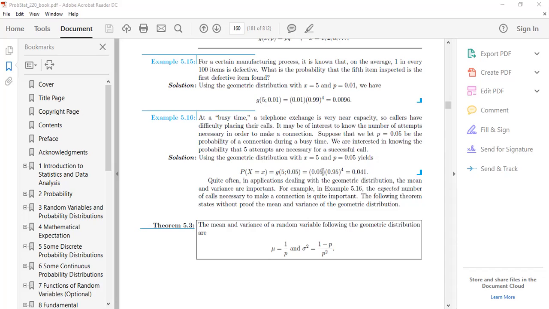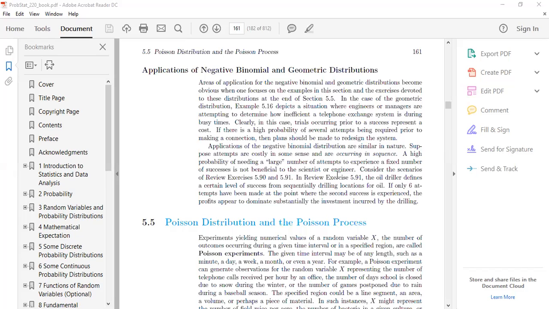So p is 0.05 to the power 1, and q equals 1 minus p, which is 0.95, to the power x minus k, that is 5 minus 1, which is equal to 4. If you use your calculator, you will get the probability. So that's how it works, right, guys? That's what we mean by the geometric distribution.